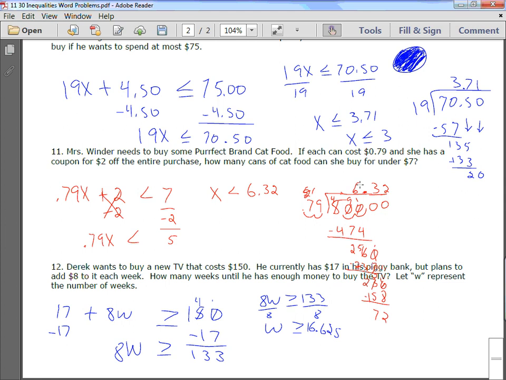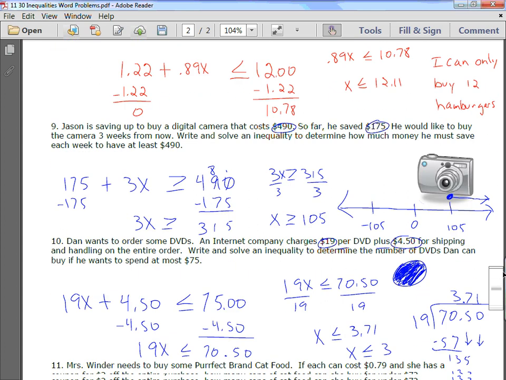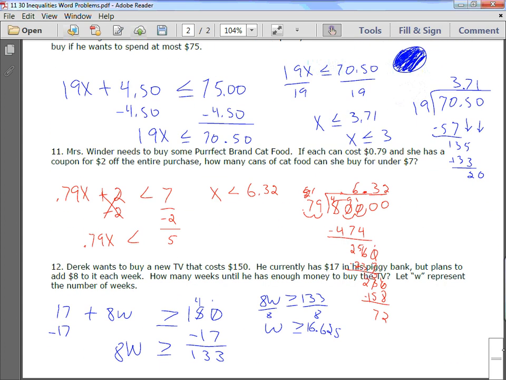All right, I believe that's it. I want to check it because I thought it was 105, but I do have an answer for 105, so good. So my weeks, I would have to work at least 16 weeks to make enough money for $150. So 16.62 weeks.